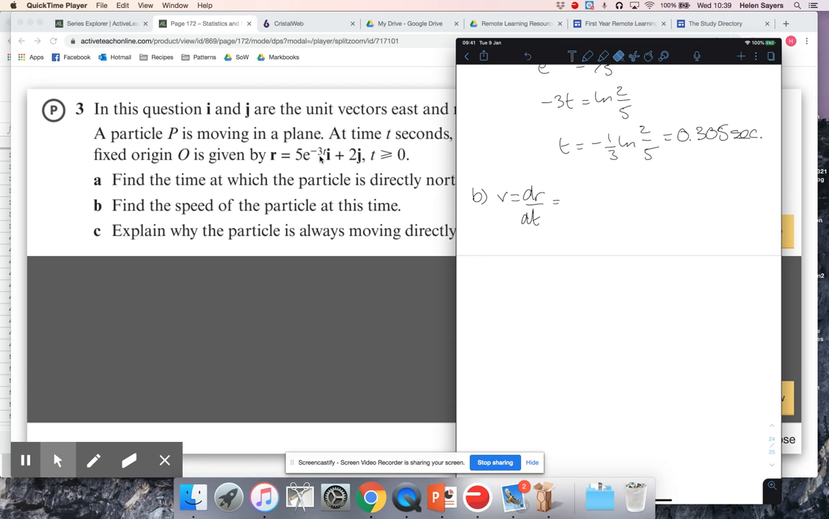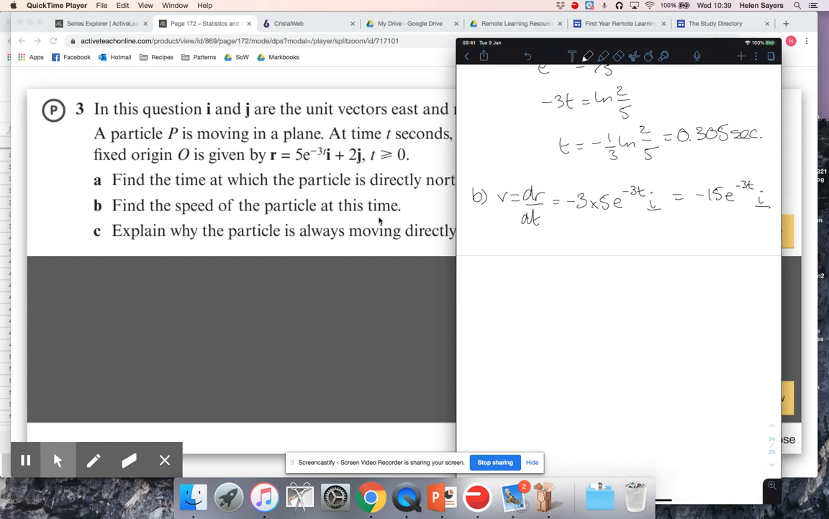So I'm going to multiply by minus 3, and I'm not going to change the power. You're going to do a lot more practice of this in your second year core maths, but there's no harm in having a look at it now, and it is actually pretty straightforward. Then the 2j, so that's my I vector, and the 2 is just going to differentiate to nothing. So my velocity is just going to be minus 15 e to the minus 3t.